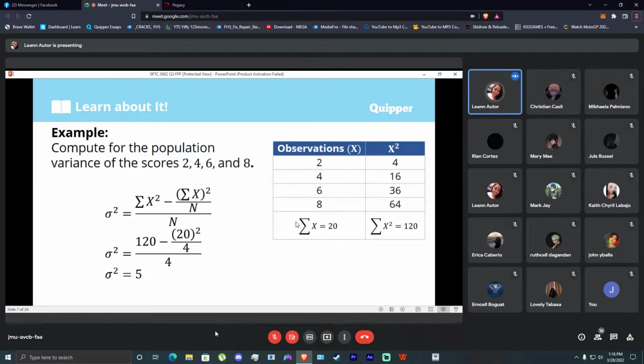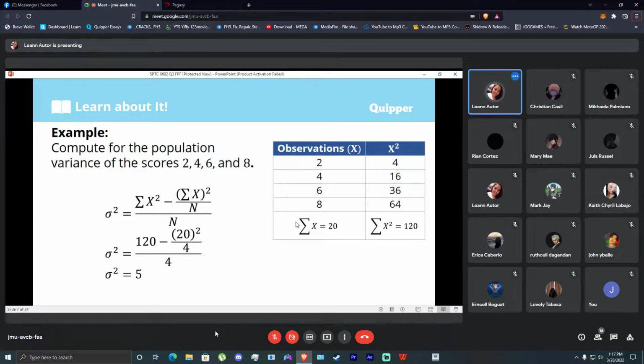What is 20 squared? 20 squared is equal to 400. 400 divided by 4, that is 100. 120 minus 100, that is 20 divided by 4, that is 5. So that is our variance of the population.